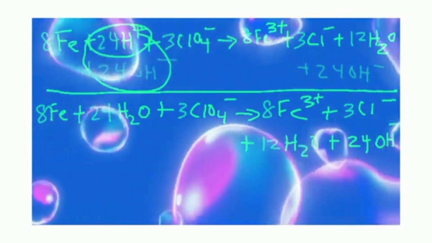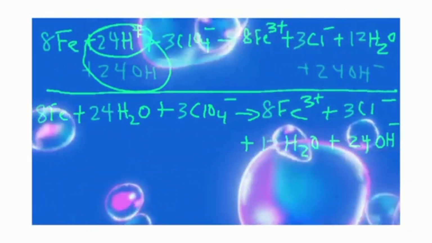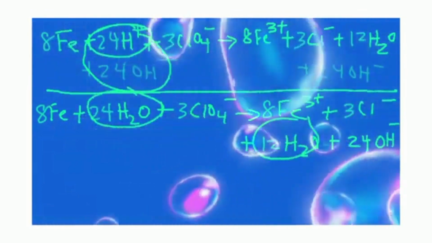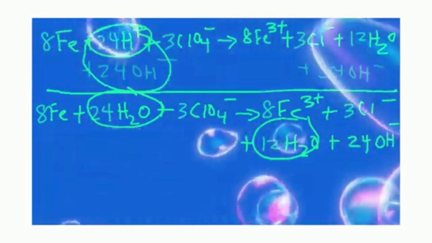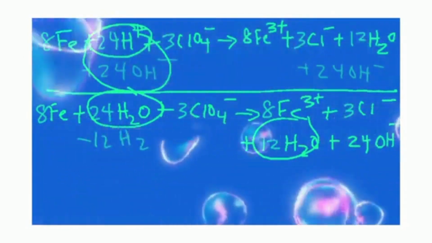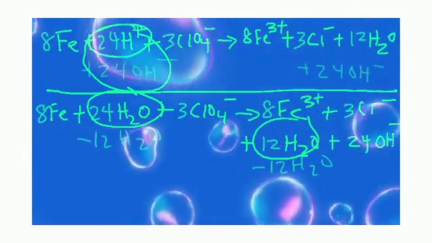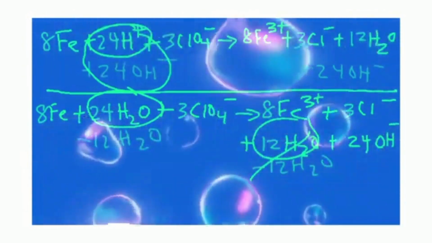Okay, so now, what is the next thing that we need to do? What's our next step? Notice that we have water on both sides, so we're going to subtract both sides by the smaller of these two values. So 12 is smaller than 24. So we're going to subtract both sides by 12 H2O molecules. So on the right side, H2O is going to disappear completely.